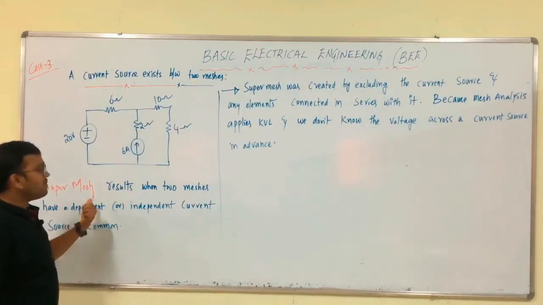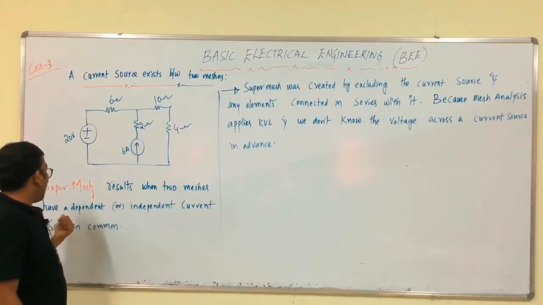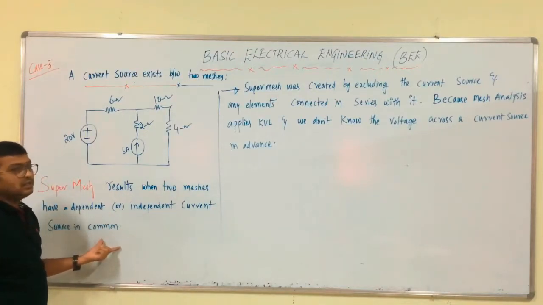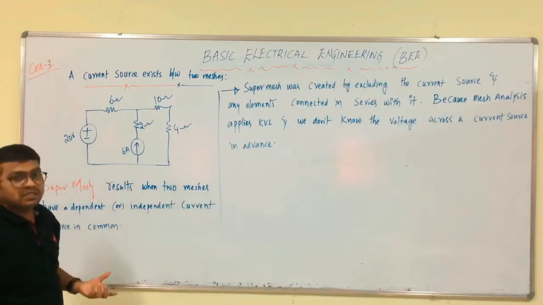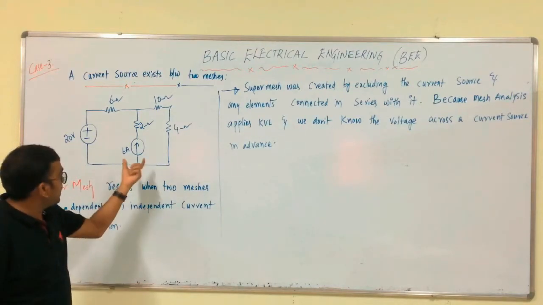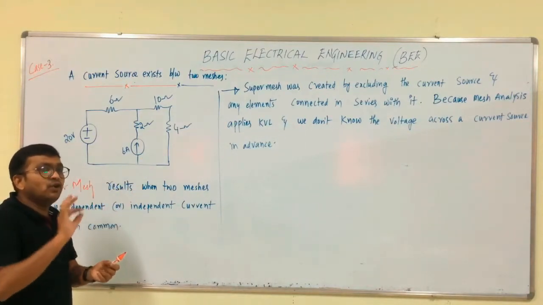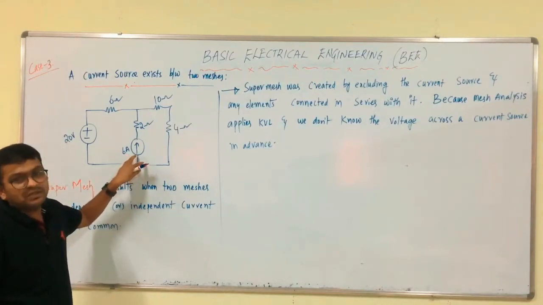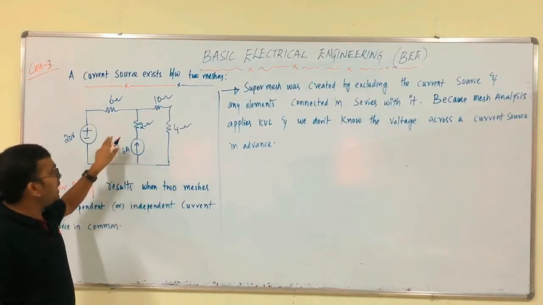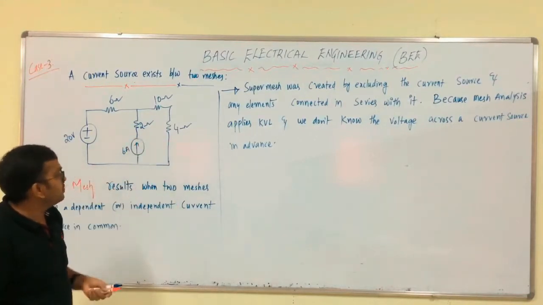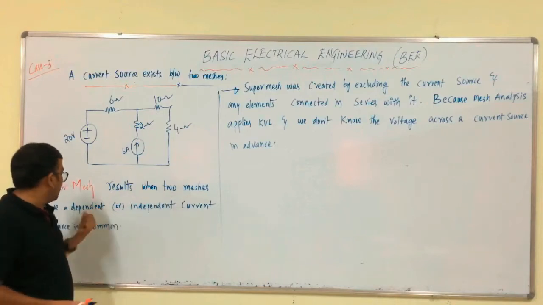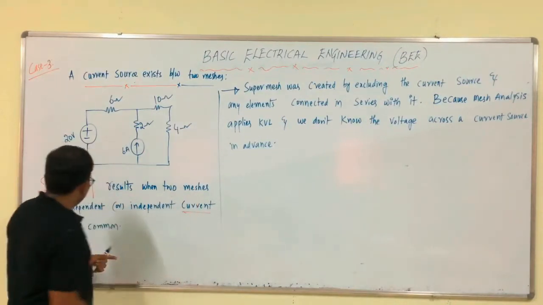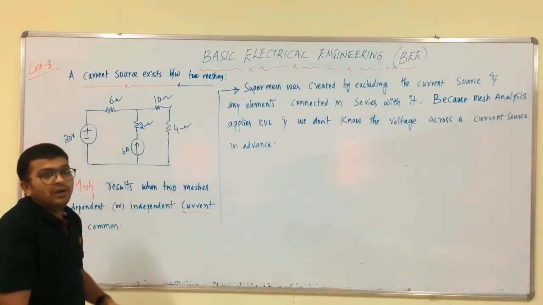So, a super mesh results when two meshes have a dependent or independent current source in common. So, this concept is nothing but the super mesh concept. If a current source is present between any two meshes, this forms a super mesh. Then only we have to calculate I1 and I2. It results when two meshes have a dependent or independent current source in common between those two loops.